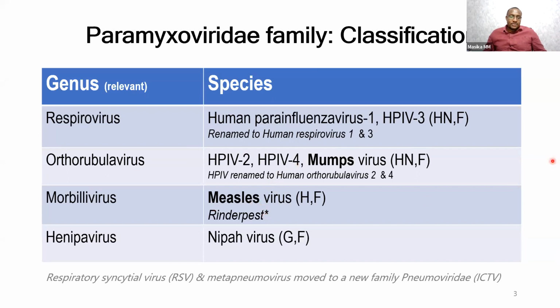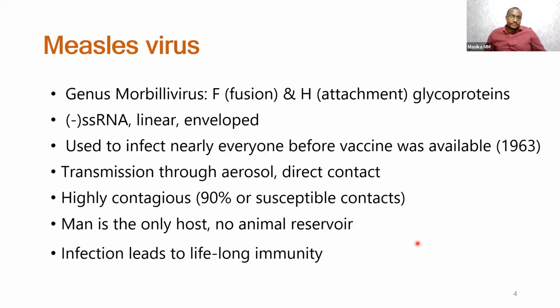And just from this table, you can see that mumps has HN, or both hemagglutinin and neuraminidase, while measles only has hemagglutinin. If you look clearly at this table, we do not have rubella virus, because rubella is not a paramyxovirus. It belongs to another family, and we'll discuss that family when we get to it. So we can get into measles now, unless there's a question.